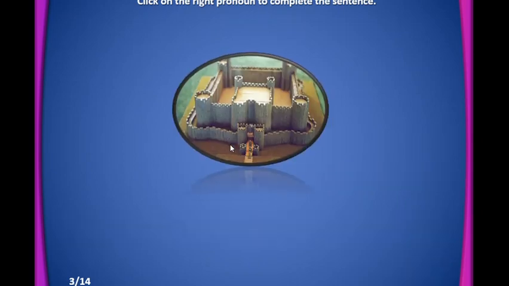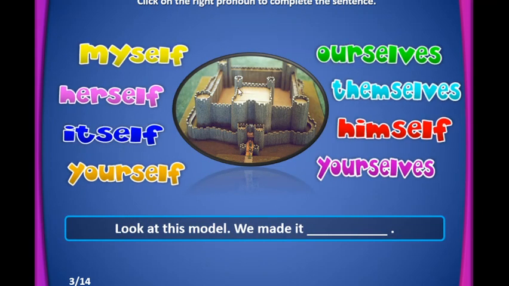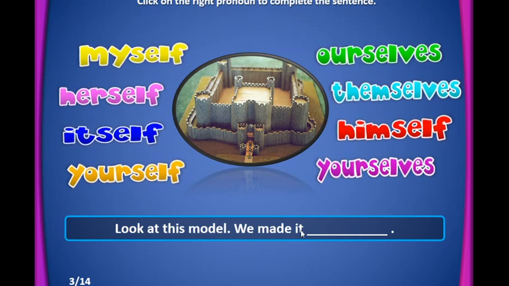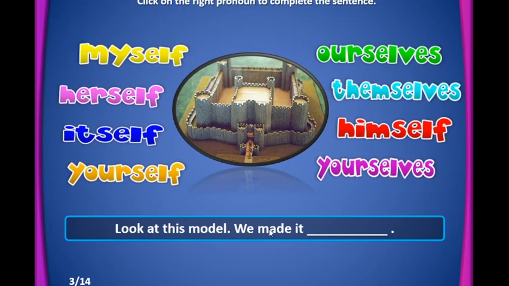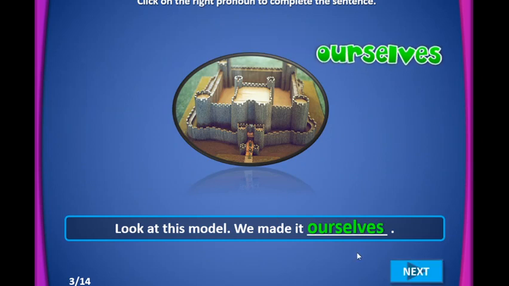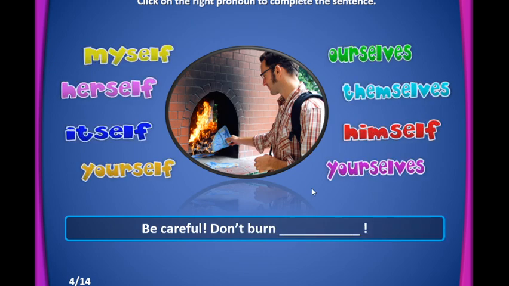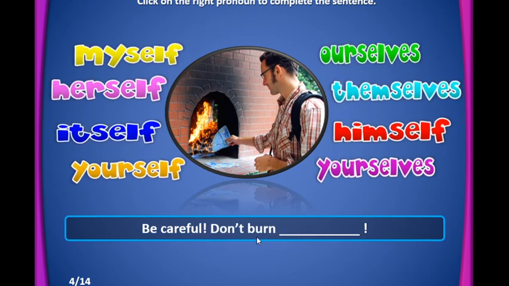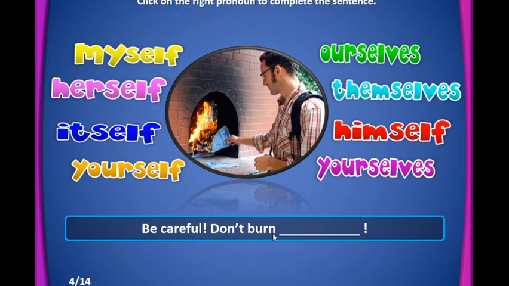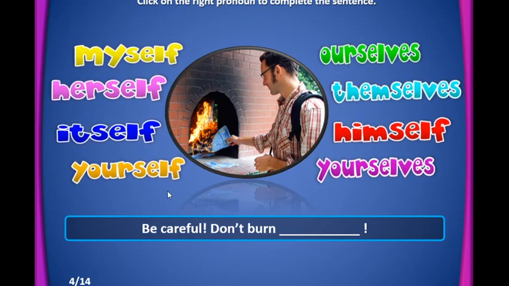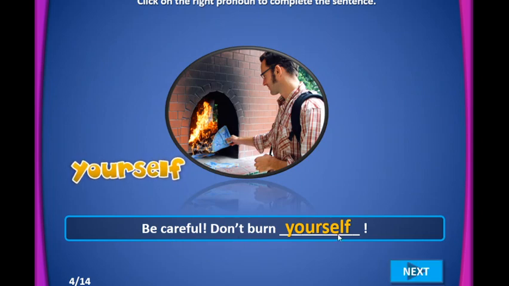Next one. We have a castle, a beautiful castle, right? Look at this model. We made it. We. What is the reflexive pronoun for we? We made it. Oh, you are correct. Ourselves. Perfect. So we made it ourselves. The next one is, look at a man. He's burning money, right? Be careful. Don't burn. I don't have a subject. Be careful, don't burn. What do you say? Yourself? There you go, you got it. Be careful, don't burn yourself.